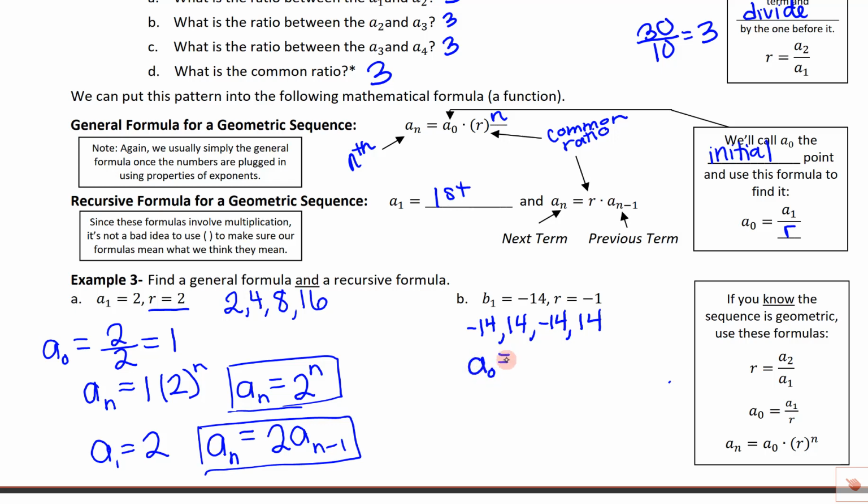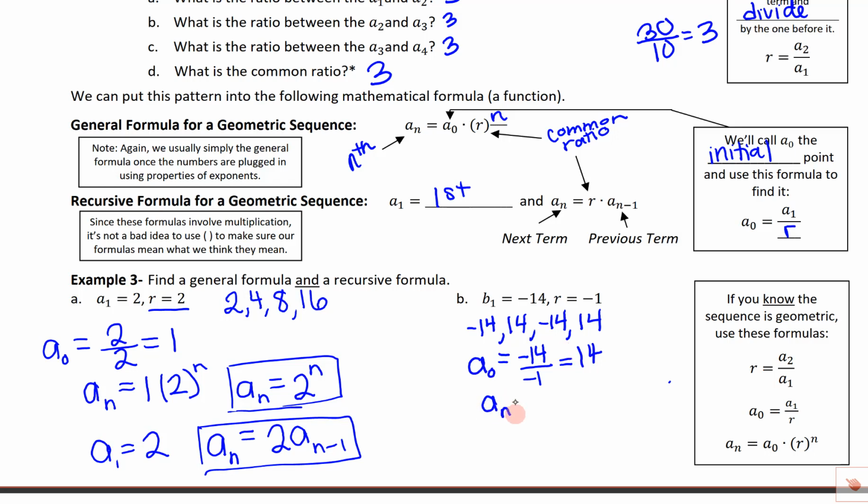and I'm going to come up with a sub 0 in order to come up with my formula. So remember, a sub 0 is going backwards. So I'm going to take my first term, and rather than multiplying by negative 1, I'm going to divide by negative 1. And I get positive 14. If I put that in front of my first term, would that make sense? Yeah, it would. So that looks like it's right.